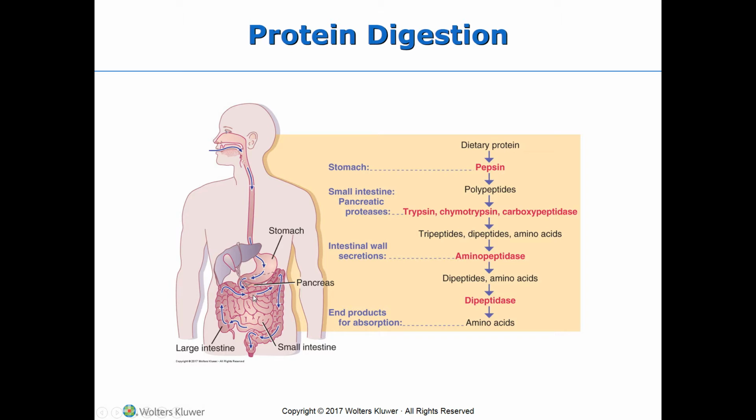here within the second portion of the duodenum. Then trypsin, chymotrypsin, and carboxypeptidases, which are proteases of the pancreas, will start breaking down these polypeptides into tripeptides, dipeptides, and amino acids, which are smaller units of the proteins. And within the small intestine, we have brush border enzymes that help to break down these tripeptides into dipeptides and amino acids, and then we have dipeptidases that can break down these dipeptides into amino acids, and then they can be absorbed.